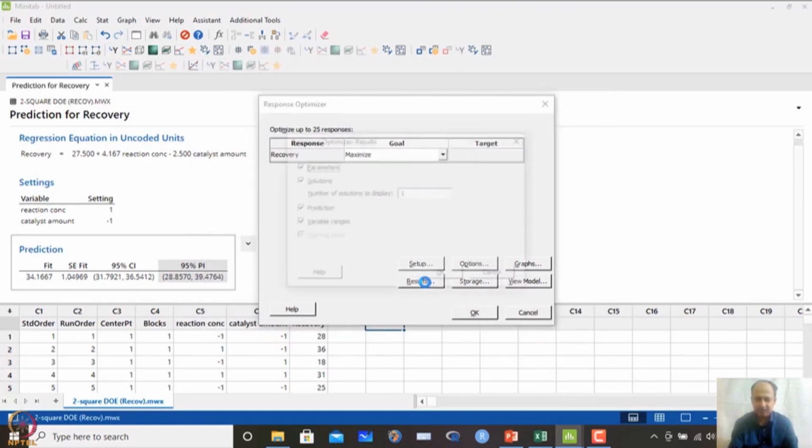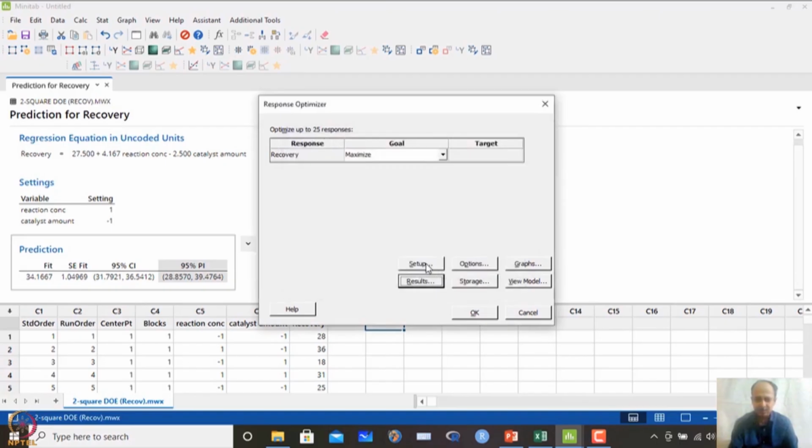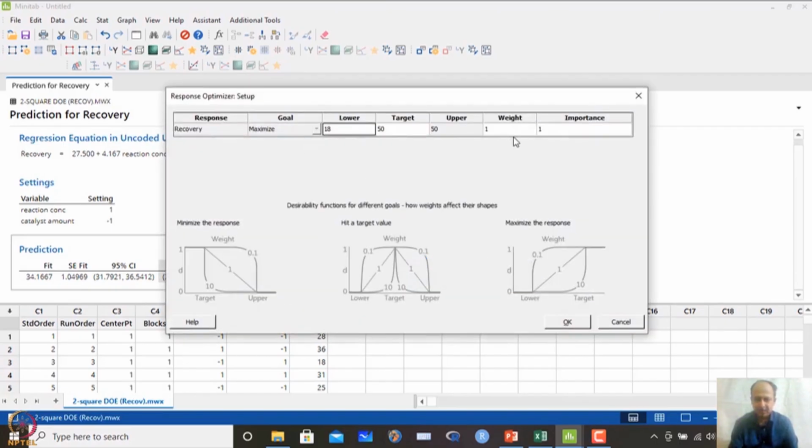Then we say OK. Graphs, this is the optimal graph, results will be mentioned over here, and storage we do not want to store. Then weightage, because there is only one response over here.